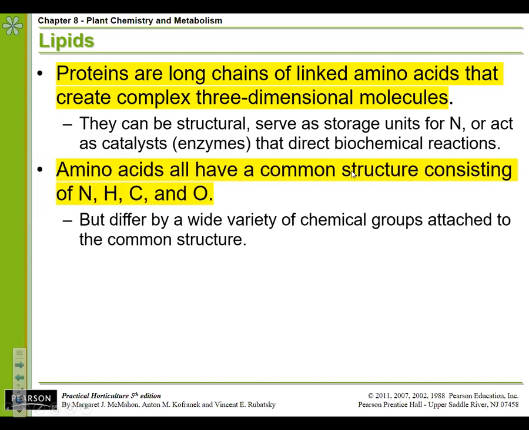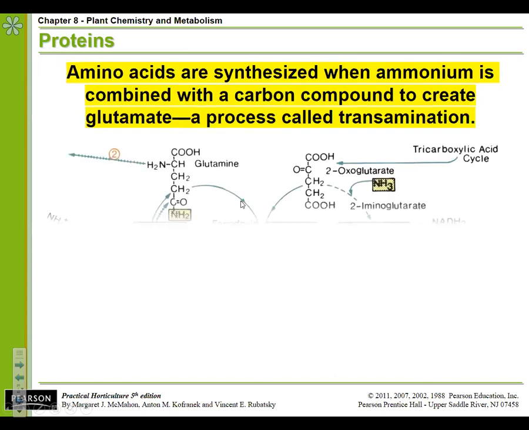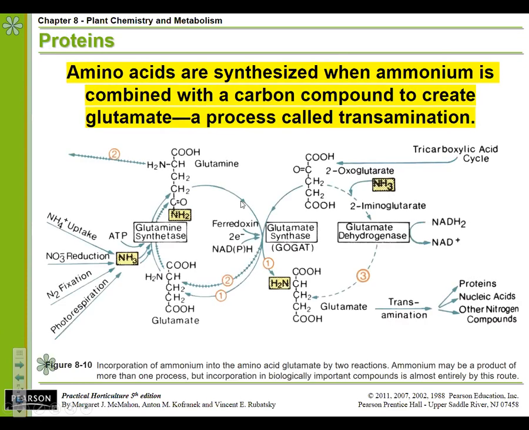All amino acids have a common structure that consists of these simple elements: nitrogen, hydrogen, carbon, and oxygen. However, they differ by the way that these chemical groups are attached to the common structure to actually develop into the amino acid. Amino acids are synthesized when ammonium is combined with a carbon compound to create glutamate. And this is a process called transamination.